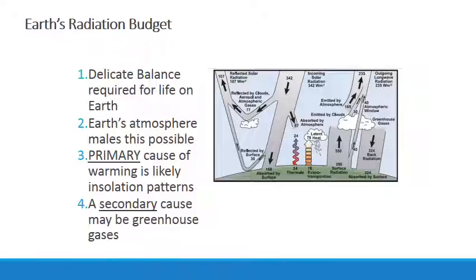This slide illustrates the Earth's radiation balance, and there are figures just like it in your book. Looking at this total balance, we know that there's a really delicate balance required for life. Look at this number, 342 watts per square meter.